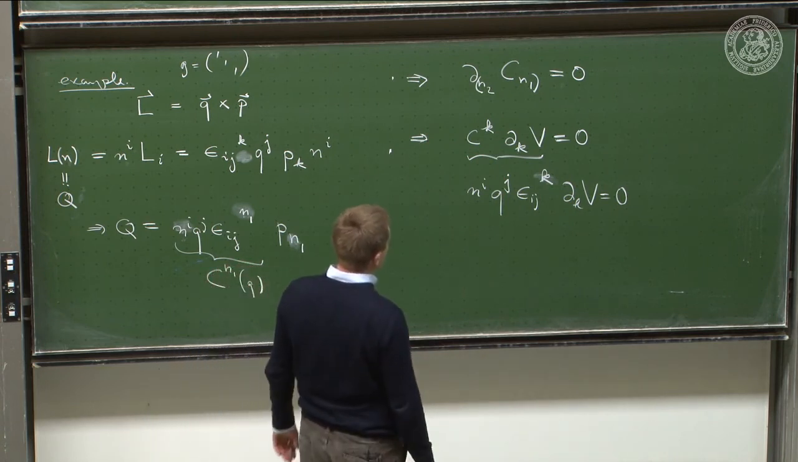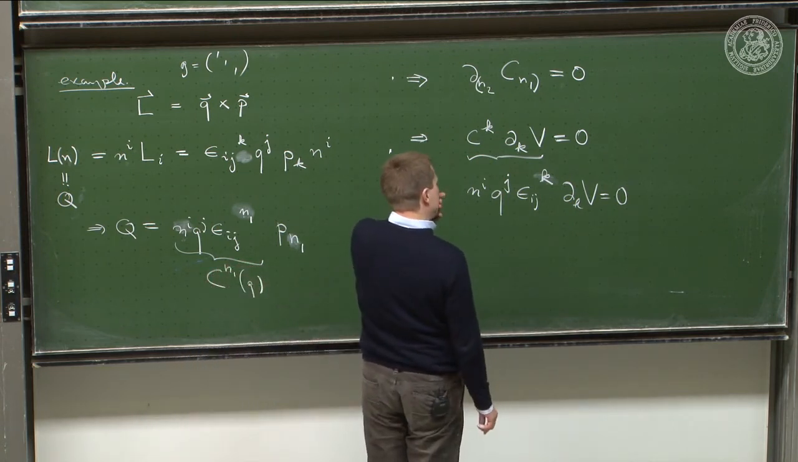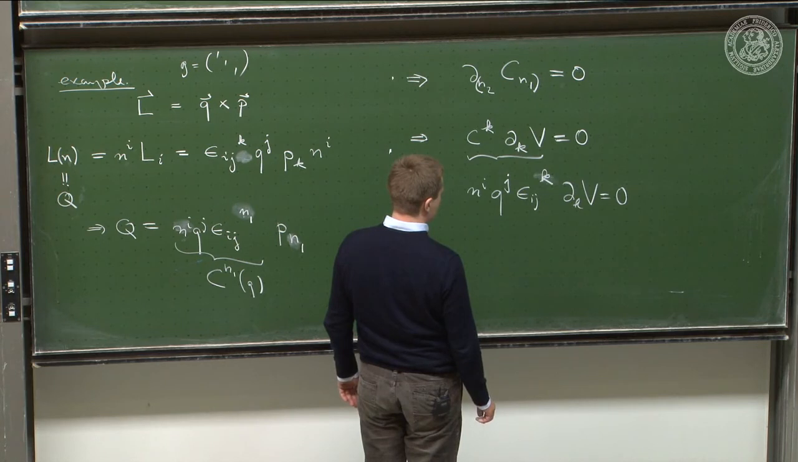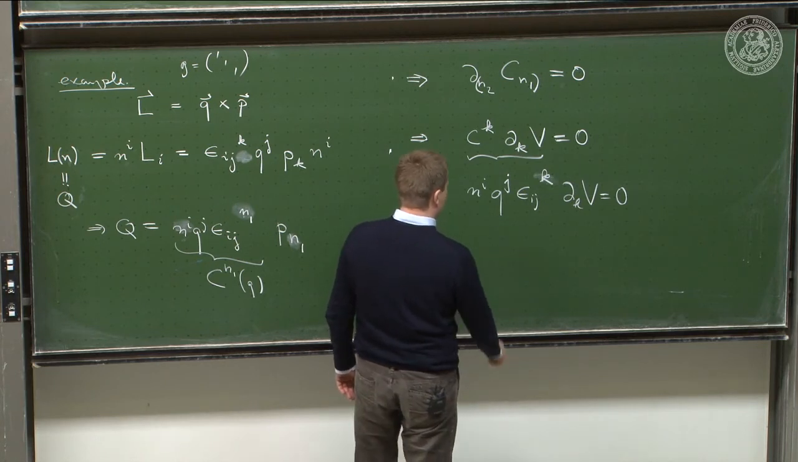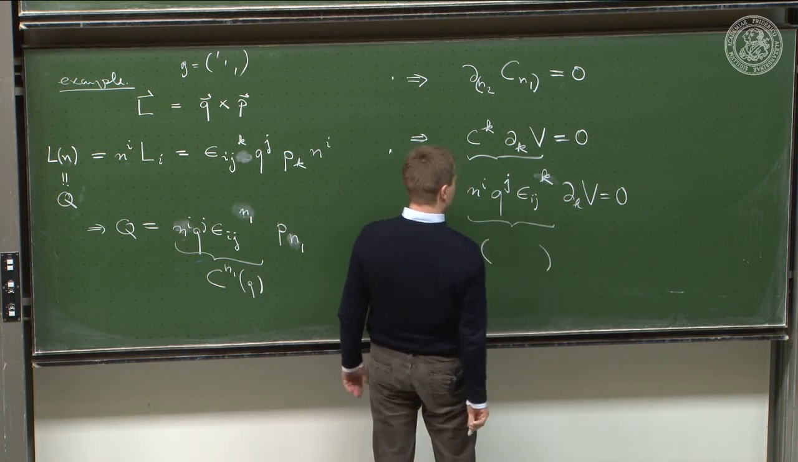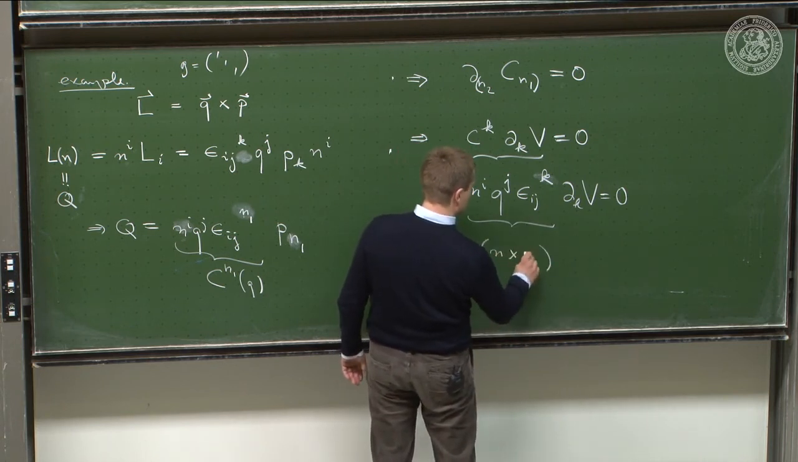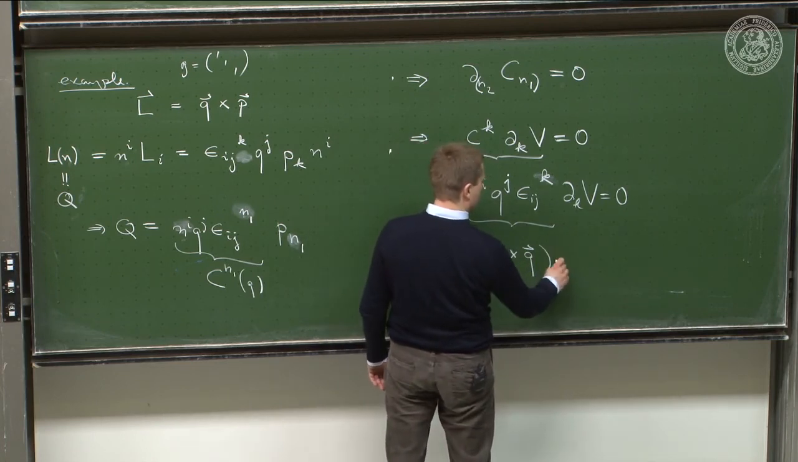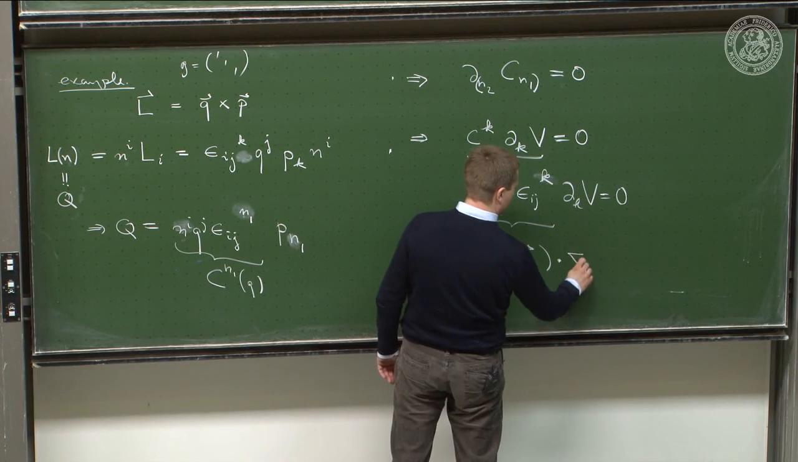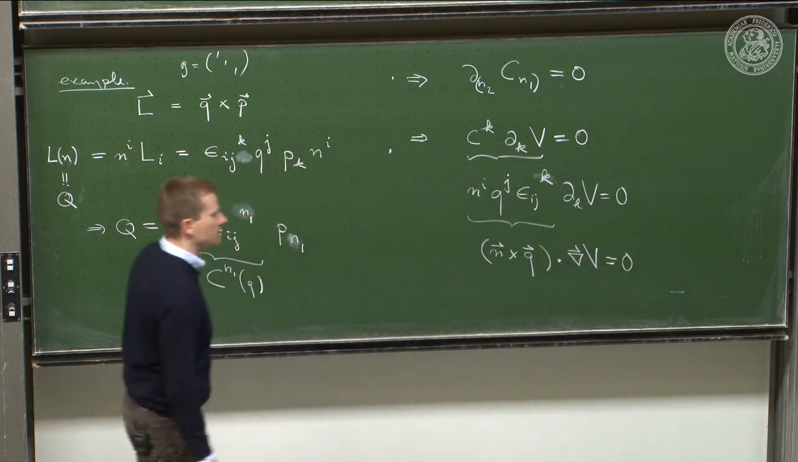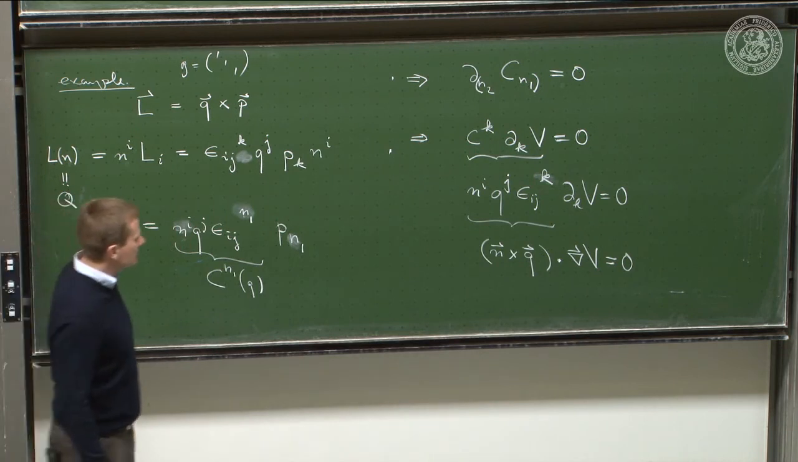And this is easily interpreted because this here is the kth component of the n cross q vector. The axis cross q is the kth component dotted into the gradient. So this is the gradient of the potential. This needs to be 0. Now, is this the condition?